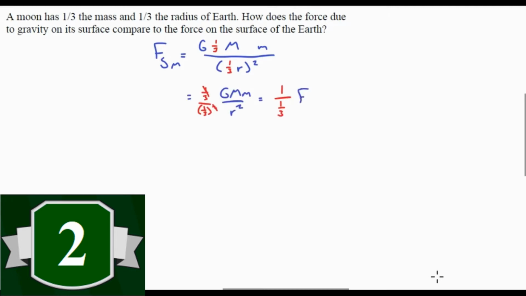You end up with 3 times the amount of gravity, and that's because this moon must be significantly denser than Earth. Yes, there's 1/3 the mass, but you're a lot closer to it, and so you end up with a greater surface gravity.